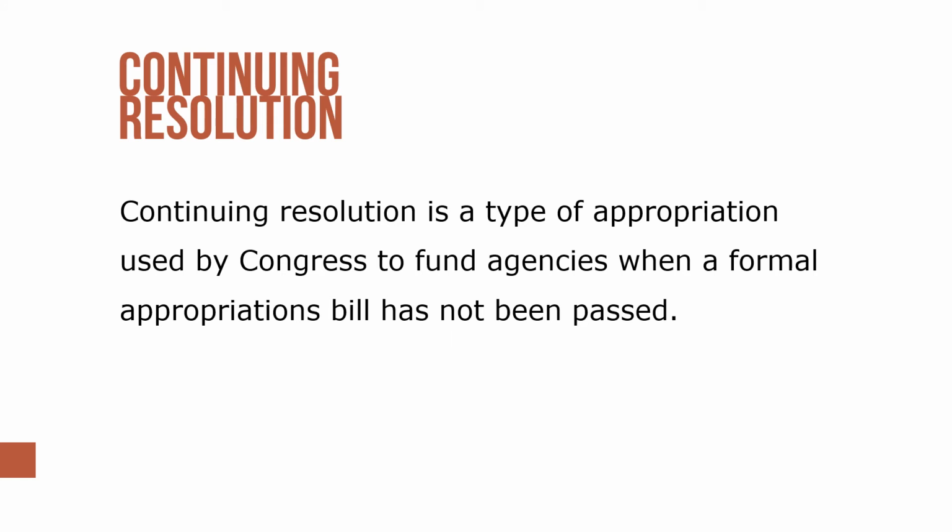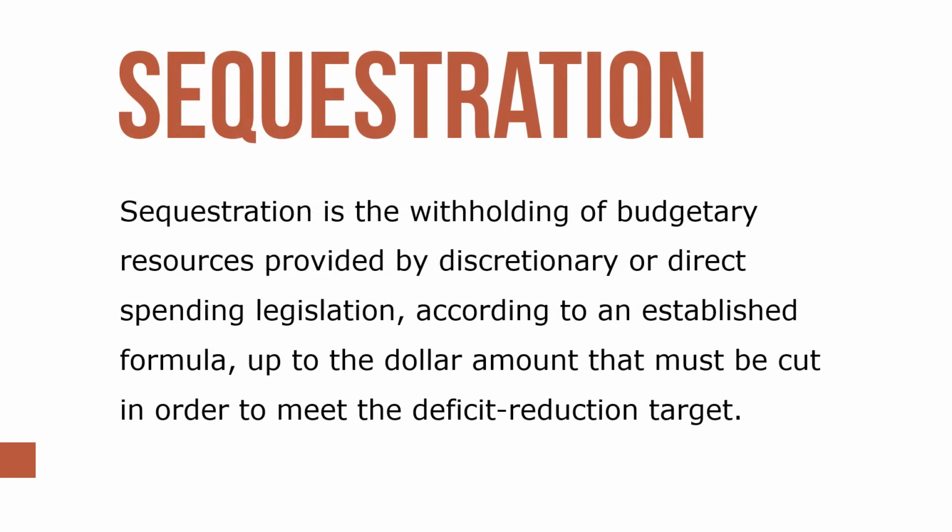Continuing resolution is a type of appropriation used by Congress to fund agencies when a formal appropriations bill has not been passed. Sequestration is the withholding of budgetary resources provided by discretionary or direct spending legislation according to an established formula, up to the dollar amount that must be cut in order to meet the deficit reduction target.